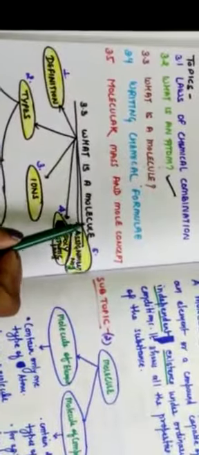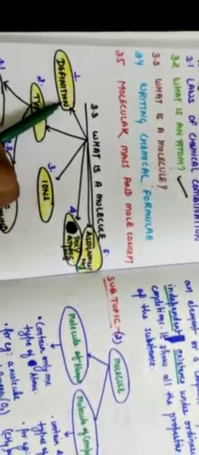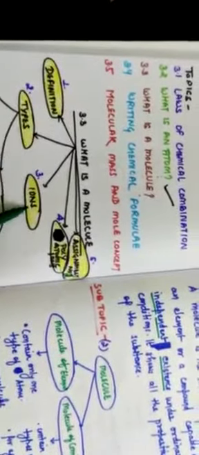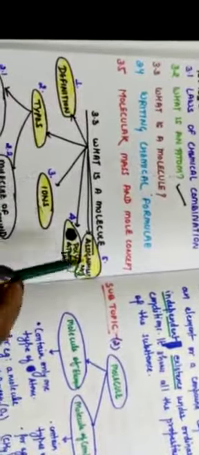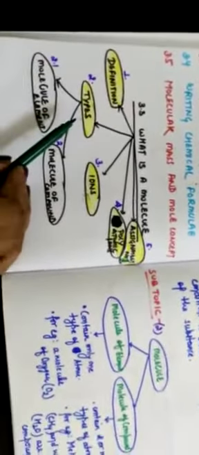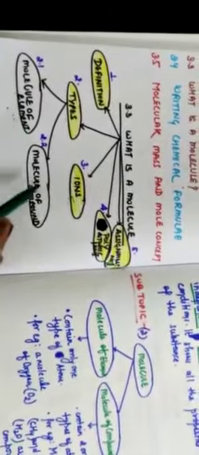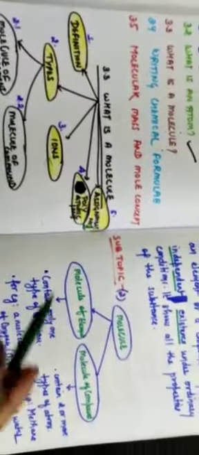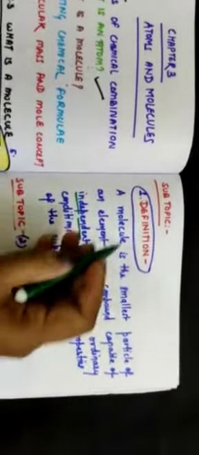What is a molecule? In this topic we have a total of 5 subtopics: definition, types, then ions, then polyatomic ions, then assignment number 2 at the end. About types, there are 2 categories: molecule of element and molecule of compound, right? So we are moving ahead with our subtopic number 1, definition.